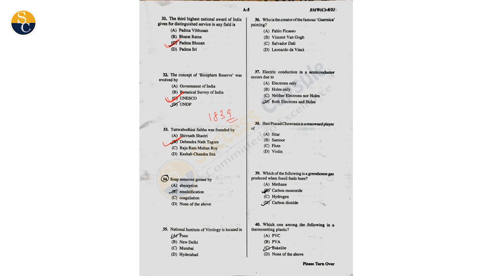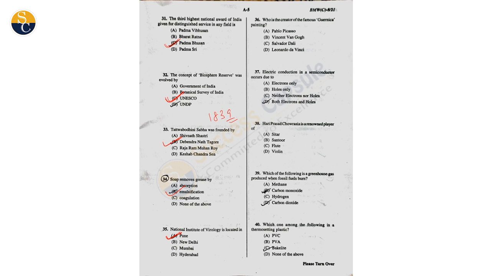Next, soap removes grease by emulsification. B is the correct answer. Next, National Institute of Virology is located. It is located in Pune. It was founded in 1952. A is the correct answer.